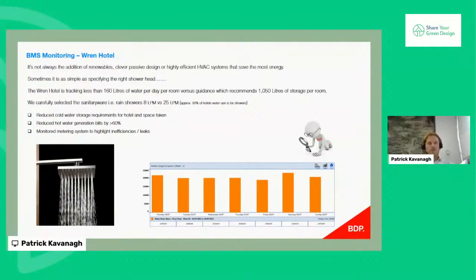So what this ultimately reflected in is reduced cold water storage requirements for the hotel and space taken up by tanks. It reduced the hot water generation bills by over 60%. And we're also still monitoring the system to highlight inefficiencies and leaks.